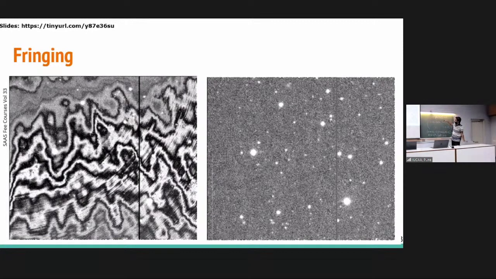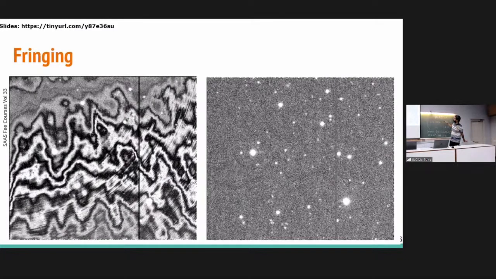And you get an image which looks like this. Chip gaps, there is another way, so I'll come to it. Okay, so once you have this one image, now you can see many different objects here. Some of these will be stars, some of them will be galaxies.